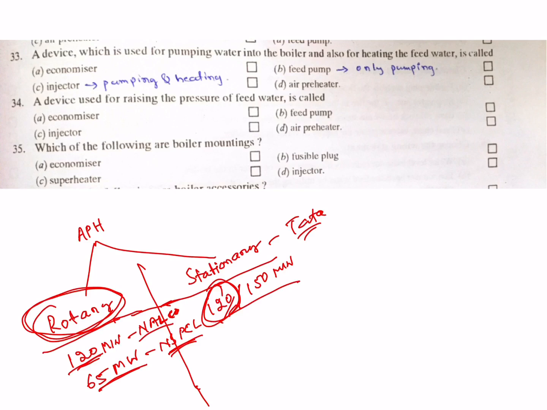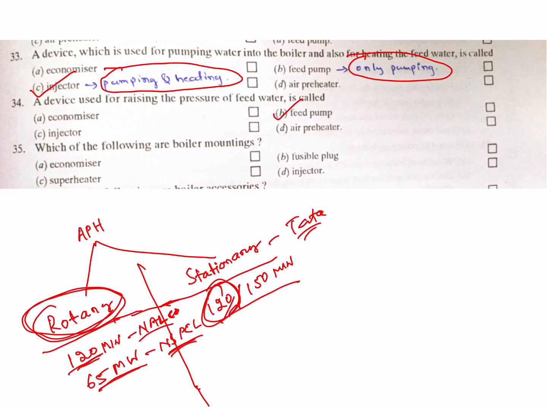A device which is used for pumping water into the boiler and also for heating feed water is called an injector. Both injector and feed pump are used for pumping feed water; pumping plus heating you get in the injector, and only pumping you get in the feed pump. Feed pump is also a centrifugal pump, a series centrifugal pump. Regarding series centrifugal pump, it was once asked in the ISRO scientist exam. Next question, a device used for raising the pressure of feed water: this is the feed pump, series centrifugal pump.